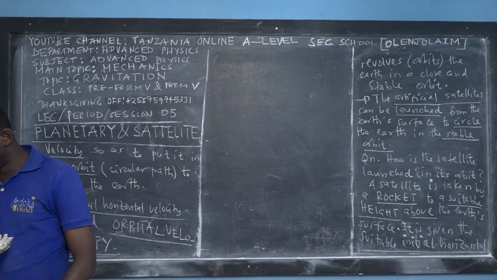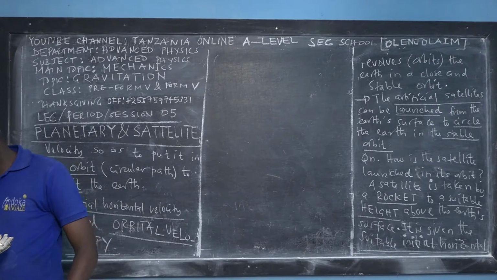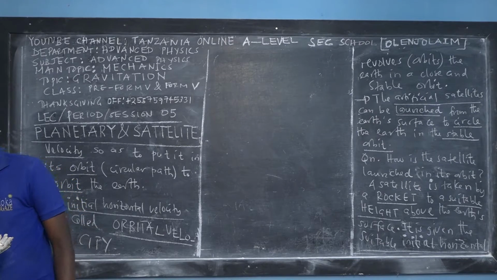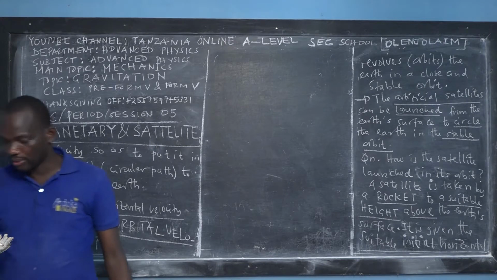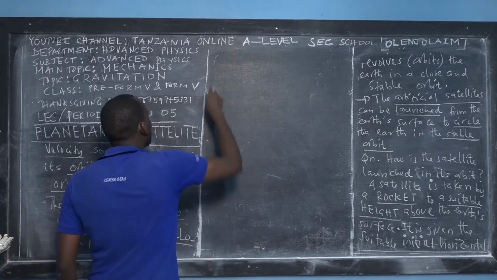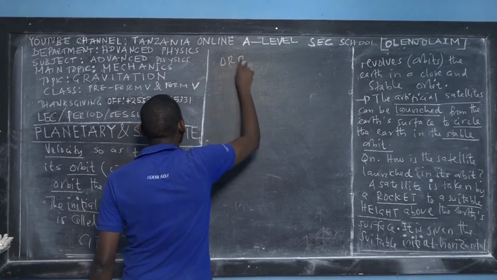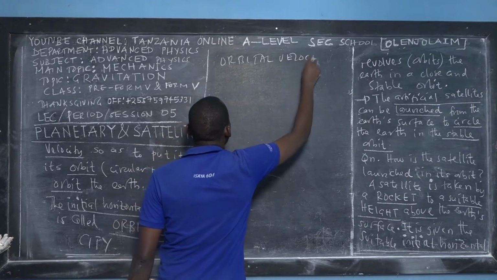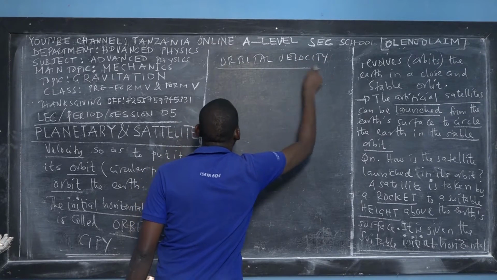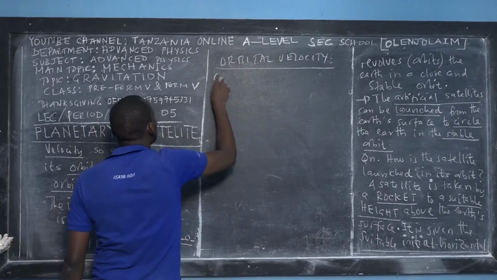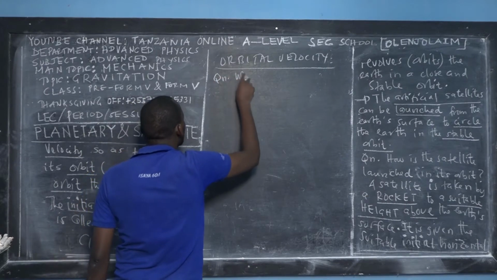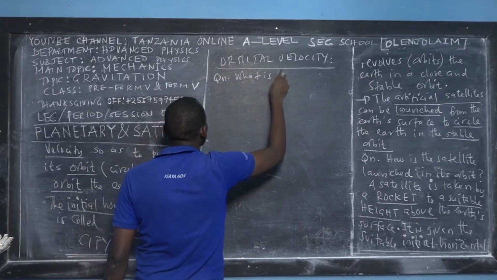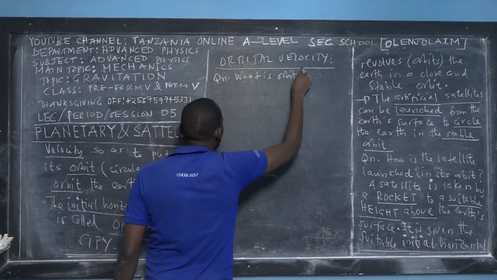So now let us come to the term orbital velocity. This is the velocity which is required to be given to the satellites to orbit around them. So we have the term orbital velocity. What is orbital velocity?